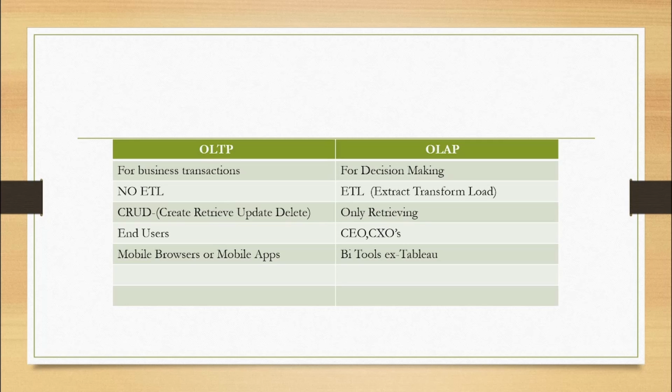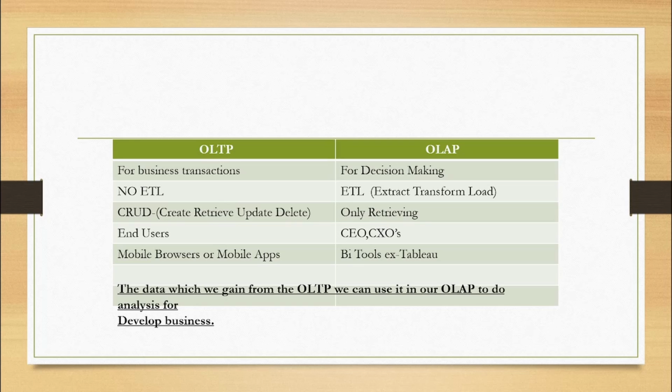Now the next one is, we can access OLTP from mobile browsers or a mobile app, because you can go to flipkart.com, or you can download the Flipkart app on your mobile, and search for any kind of products. But in the case of OLAP, because we are doing decision making and not any kind of transaction, we have to use BI tools, for example Tableau. There we can make any kind of visualization of the data, extraction of data, and so forth. Now the last thing is that the data we gain from the OLTP process, we can use in our OLAP to do analysis to develop the business.